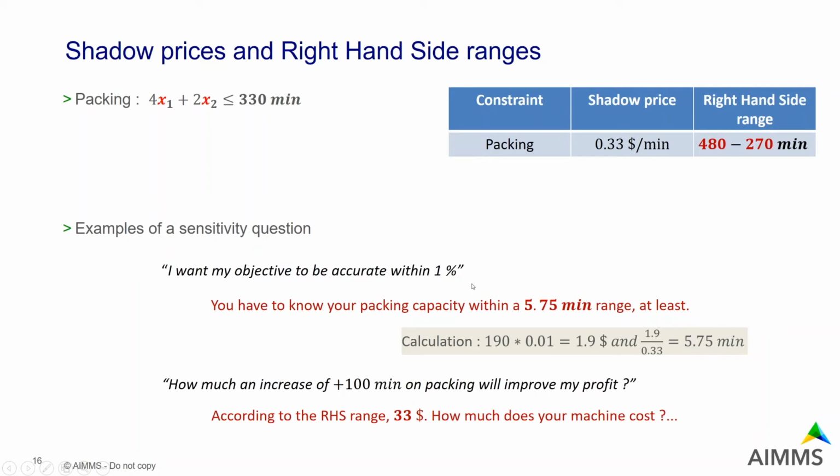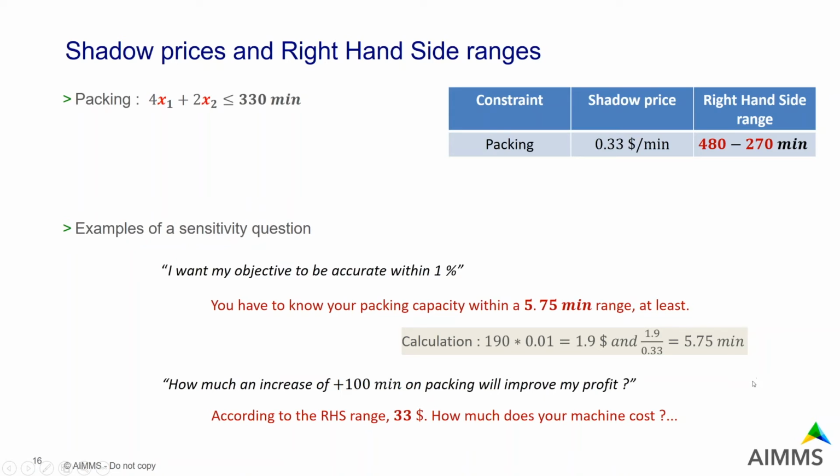Another type of question, which is most often the case: how much will an increase of 100 minutes on packing, for example, improve my profit? Well, according to the right-hand side range, we are sure that the shadow price will not change. So we could say basically that it's $0.33 times 100 minutes. So the objective function will increase by $33. And so we can compare that to, for example, the cost of the machine or the cost of the policy change that we are about to make. Okay.